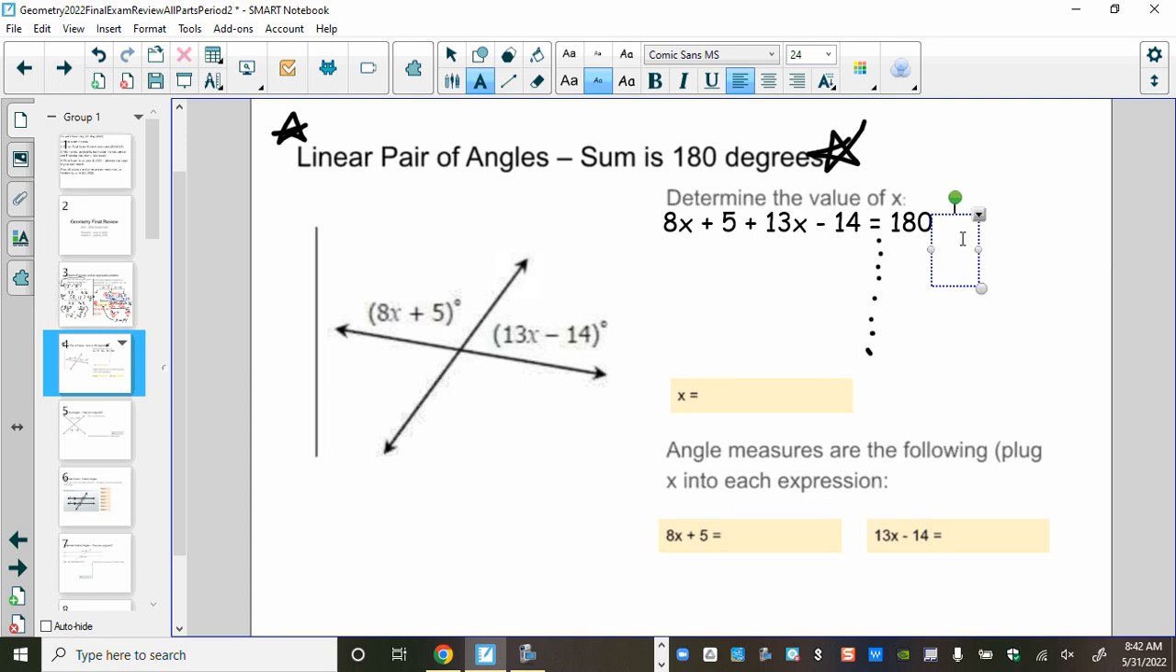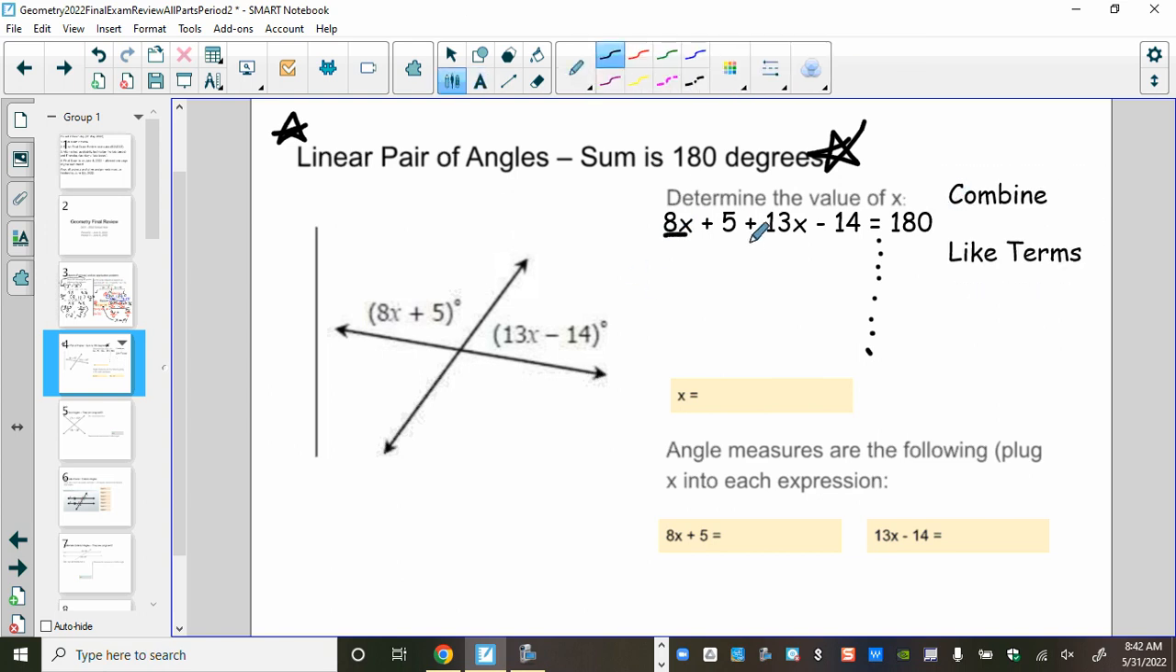So let's combine like terms. You have to do that on the first step here. So we get 8x, 13x. That gives us 21x. What about the 5 and the minus 14? 9. Watch your signs. What type of 9? Is it positive or negative 9? Negative. Why negative?